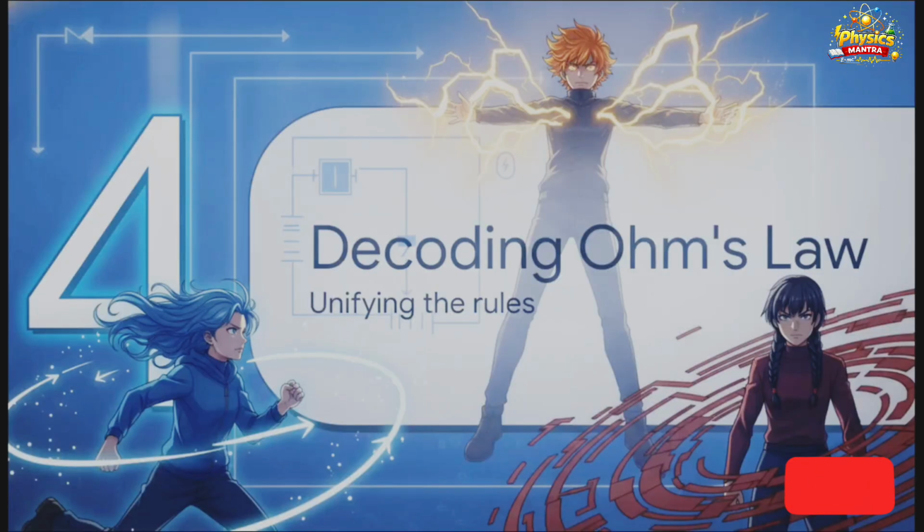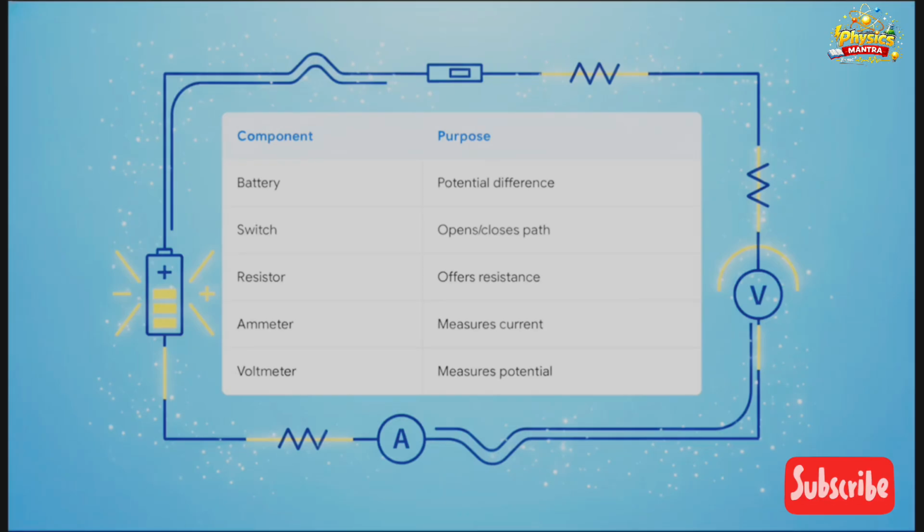All right, section 4. Decoding Ohm's law, unifying the rules. This is kind of the climax of the explainer, really, where we take our three core characters, current, voltage, and resistance, and we finally connect them together into a single predictable rule. But actually, before we look at the law itself, let's briefly establish the visual vocabulary of circuit diagrams so you can fluently read the scientific language we're about to see.